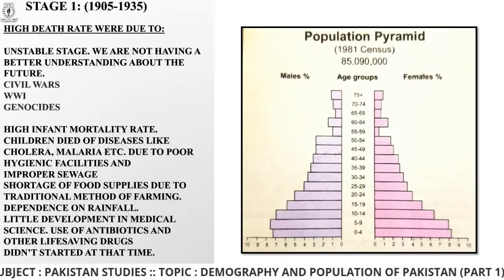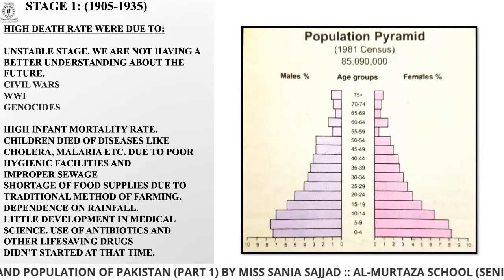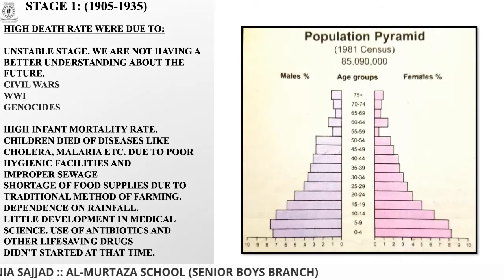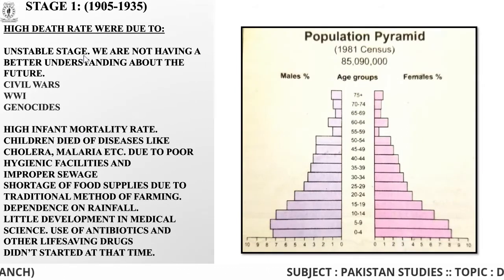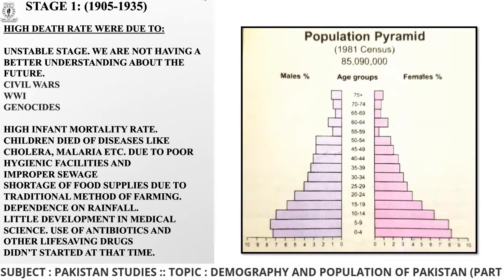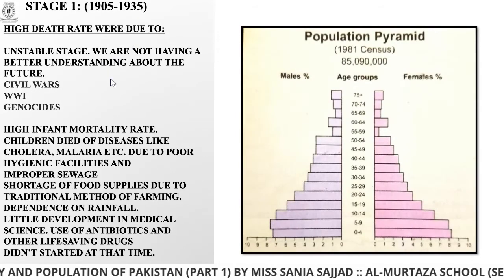And then in stage one, when I'm talking about death rate, the major reason behind the death rate was World War I, which happened during these years. There were different genocides, and civil wars were also there. So it is just an unstable stage. We do not have a better understanding about the future, where the future will lie. This is the main reason that we are describing it in this way.